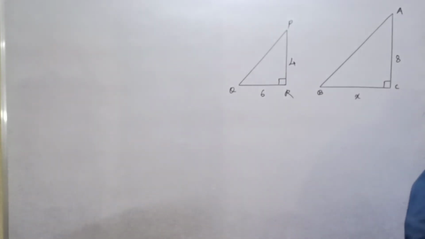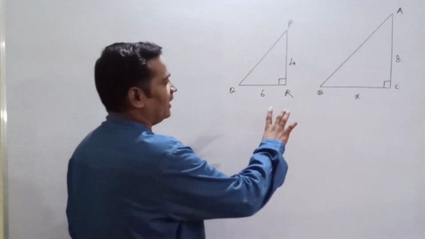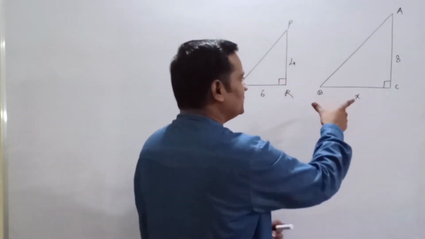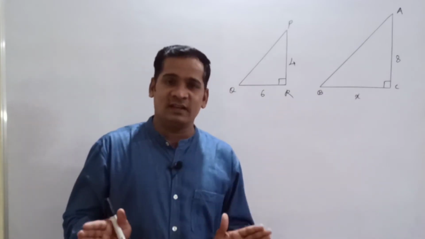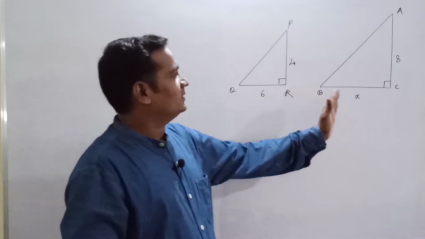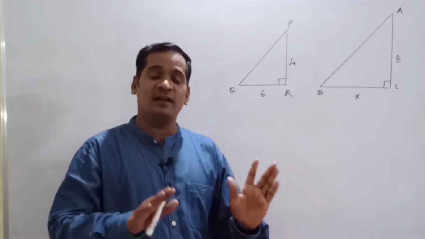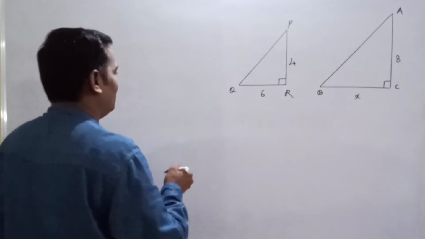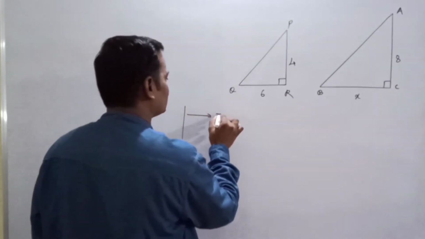Now mind well, these two poles are there, and this is the length of the shadow, and this shadow is formed by the sunlight. That means the condition is a natural condition. In such cases, we need not prove that these two triangles are similar. We will consider these two triangles already similar. So just write down what is there in the figure.